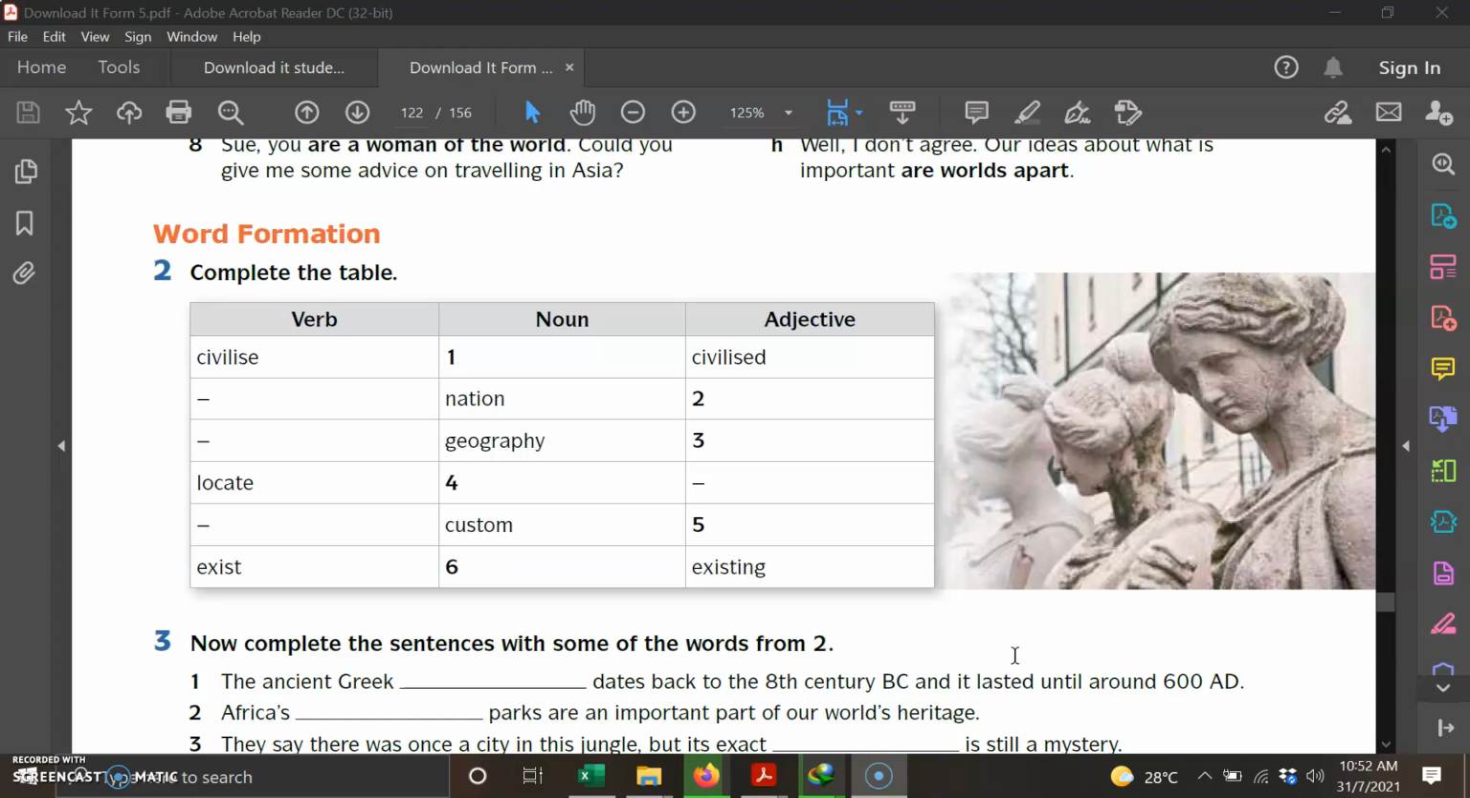You learn tamadun, civilization in your history, right? Tamadun Mesir, Mesopotamia, and so on, dan sebagainya. Okay, next one, number 2, nation. Nation means negara. Geography, you know geography. Locate, menempatkan. Custom, adat istiadat. Exist, wujud. So please find the answer in your dictionary. You need to get some help from your dictionary or Google search.